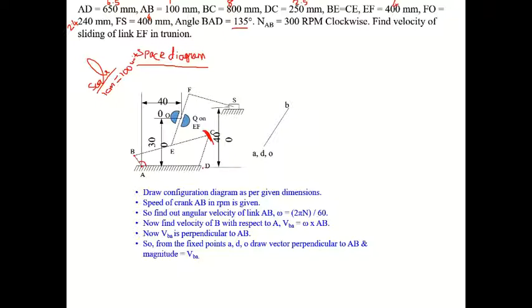And CD is 250, that is 2.5 centimeter. Take 2.5 centimeter on the compass, keep one end on D and with the other end cut the curve. So we got point C.